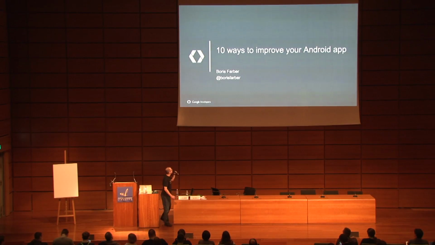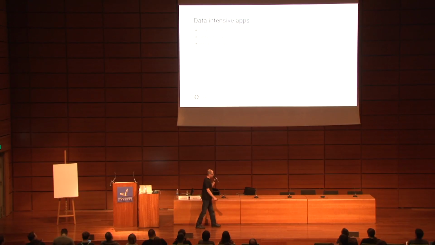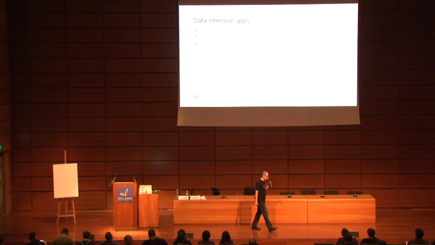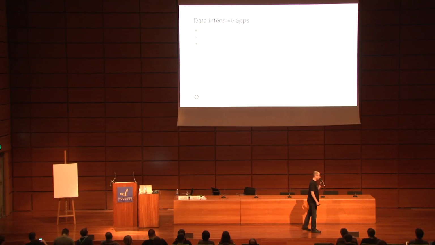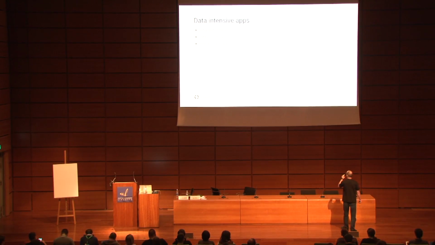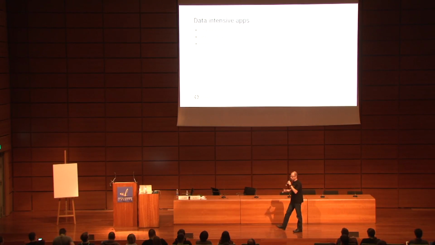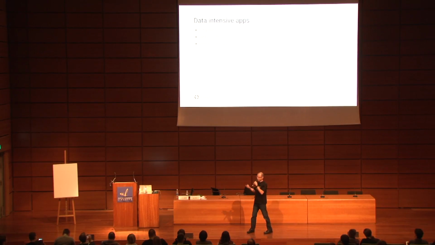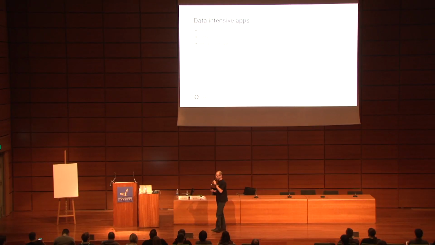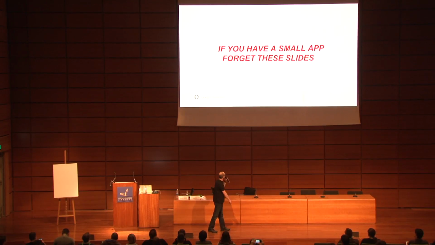So, 10 ways to improve your Android app. Most of the Android apps I have seen, and the reasons why they don't perform well, are due to long launch time. This is something that your users really don't like. Janky scrolling, we have seen all of them. You try to scroll a list of things, and the scrolling is slow. And, God forbid, an unresponsive app. Your user is trying to do something, but the app doesn't respond. And this is bad. If you have a small app, forget these slides.